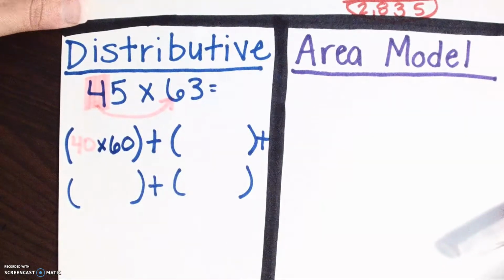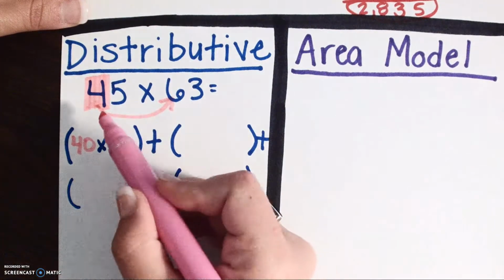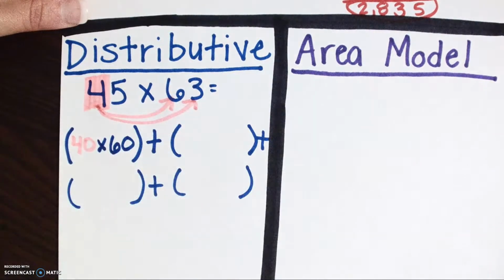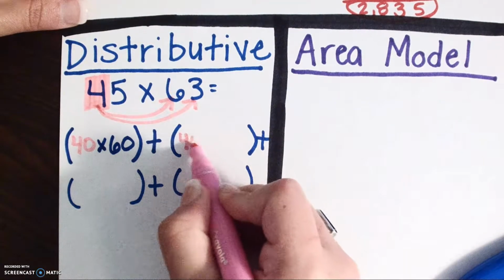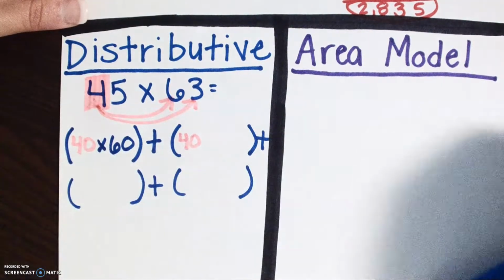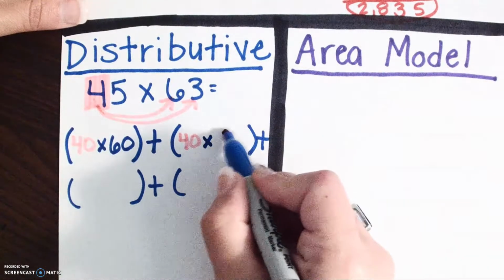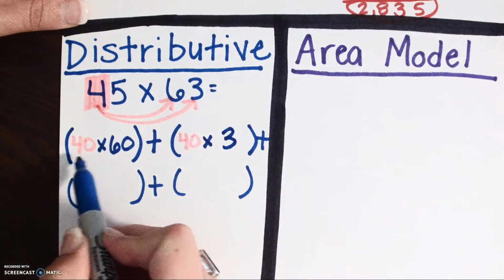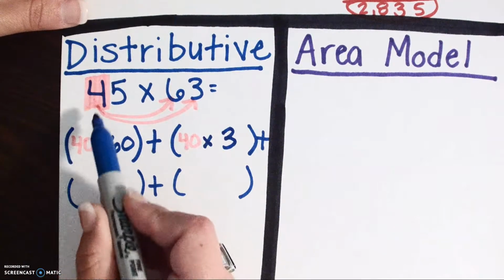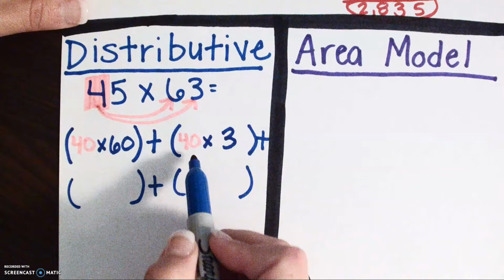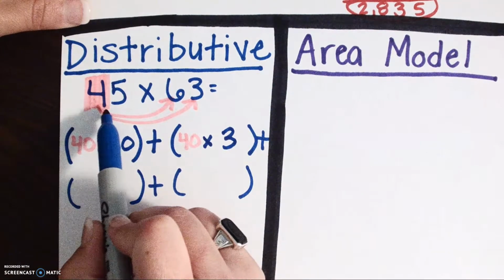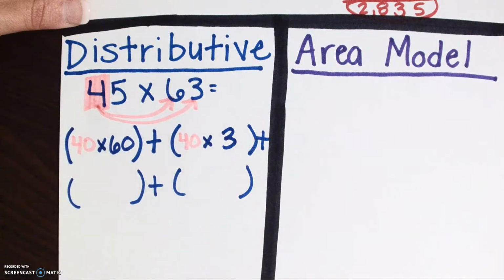40 times 60. All right, now I'm going to take it to the number that I haven't taken it to yet. I'm going to take it to the 3. That 3 is in my ones place, so it's just worth 3. Okay? So my 40s came from this 4. That's why I like using a color to show where those 40s came from. Came from my 4 in the 10s place. And then I distributed that 4 to both the 6 and the 3.